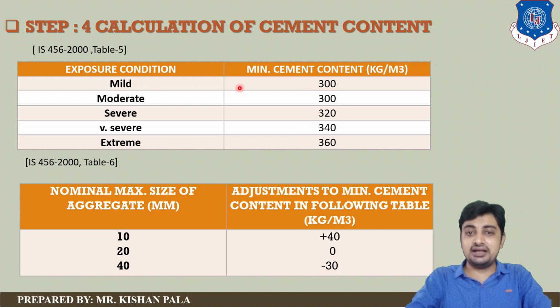So for the mild condition, with the 20 nominal maximum size of the aggregate, we require 300 kilogram per meter cube. If we are using the 10 size of the aggregate, we have to add and use 340 kilogram per meter cube. And if we are using the 40 size of the aggregate, we can use 270 kg per meter cube. So based on the exposure condition and the nominal maximum size of the aggregate, you have to finalize the cement content.